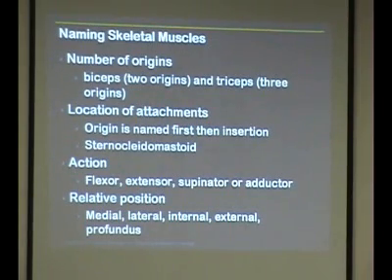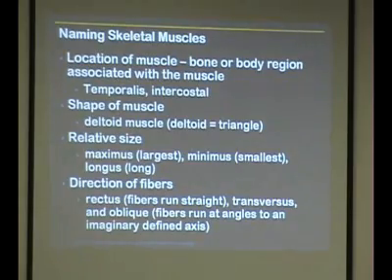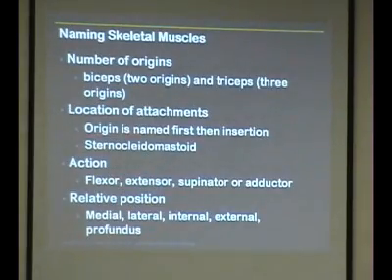And then when you have this, the name also sometimes will tell the location of the attachments, and usually the origin is going to be named first. So sterno, right? We talked about the sterno already. What's this bone here? What's another way to say clavicle? Cleido. And then where's mastoid? Okay. So that tells you what the origin and insertion of the sternocleidomastoid are. Sternum, clavicle. And that's going to be what, the origin or the insertion? Okay, and then where's the insertion?